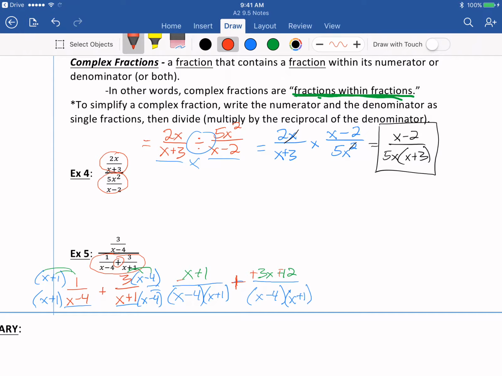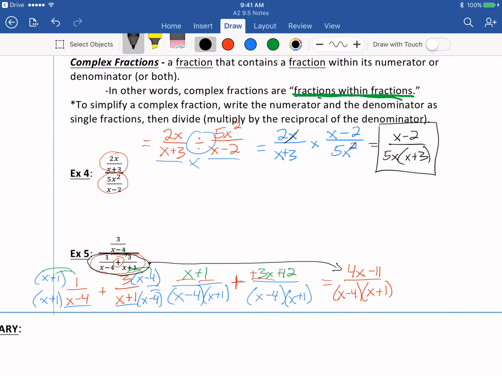All right. So now we have combining these like terms on the top. Since we have common denominators, we have x plus 3x, which is 4x on the top. And 1 plus a negative 12 is going to be negative 11 on the top. And on the bottom is going to be x minus 4 and x plus 1. So that's a little bit of preliminary work: this whole thing that I circled turns into this.